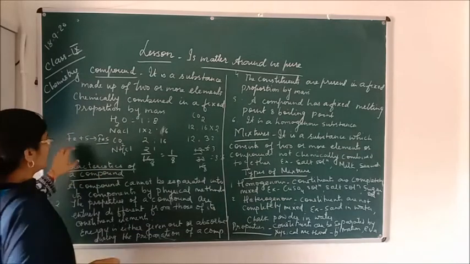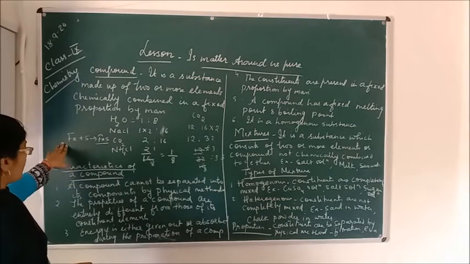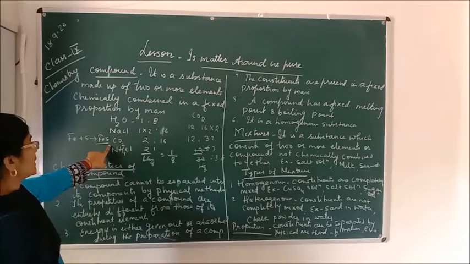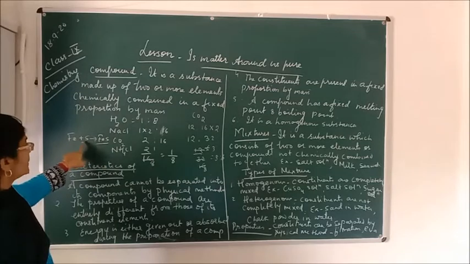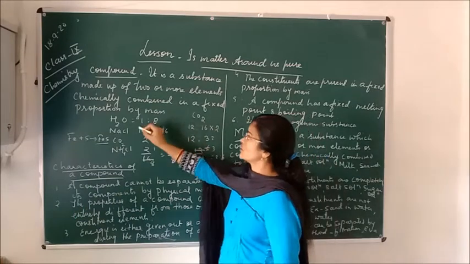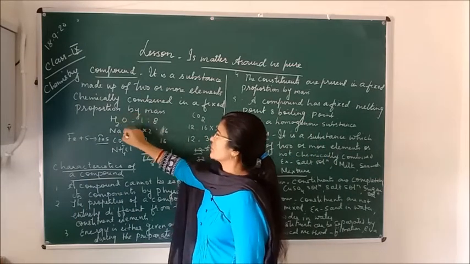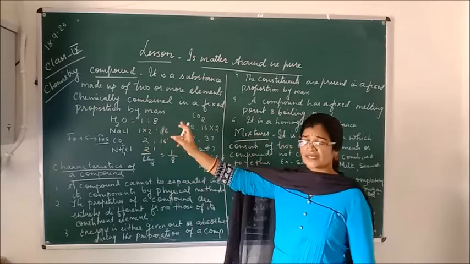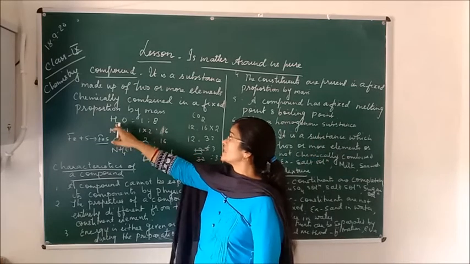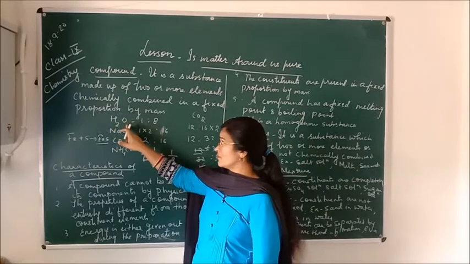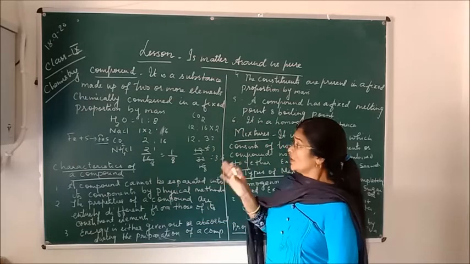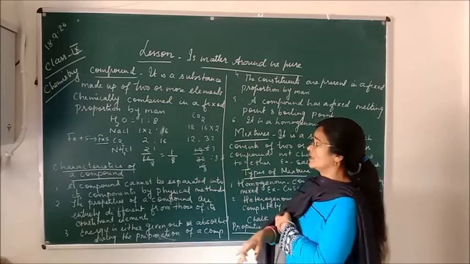So what will happen here? The compound which is formed, iron sulfide, cannot be separated into its constituent elements, iron and sulfur. Similarly, in water, H2O, if we try to separate the constituent elements, hydrogen and oxygen, what will happen? Hydrogen cannot be easily separated from oxygen by a physical method, but by a chemical method we can separate it, though that is not possible in every compound.